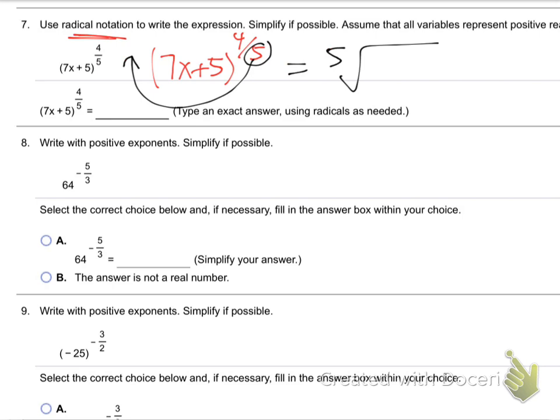There's nothing more in this one. 7x plus 5. Now, I have to put parentheses around the 7x plus 5 to the fourth power, and there we go. We're done. That's all they want us to do on that one. That's all we can do. We're just done right there. You good? It's all making sense.